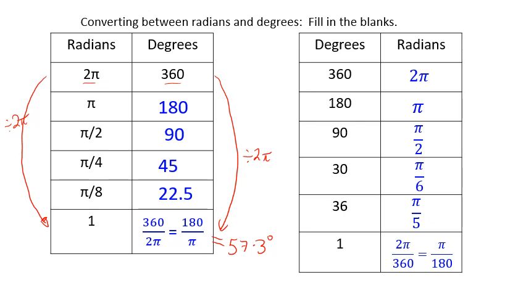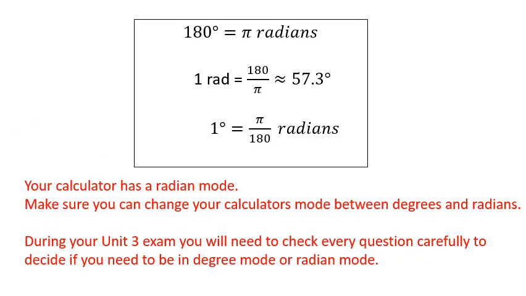If you divide pi by 6, you get 30. If you divide pi by 5, you get 36, etc. 1 degree is the same as pi over 180 radians. So these are the main facts. This is a really good one to memorise, half of a circle. In degrees it's 180, but in radians it's pi. And if you want to convert between radians and degrees, it's all about timesing or dividing by this fraction, 180 over pi, pi over 180. So we'll have a look at some more examples in a minute of converting between them.